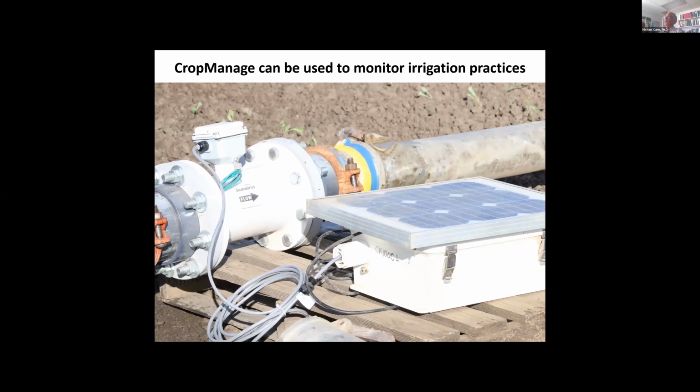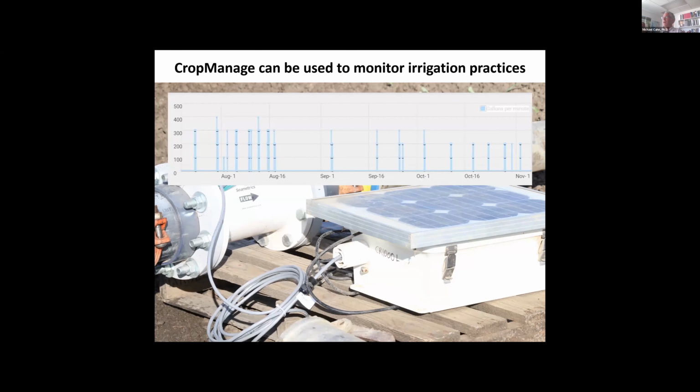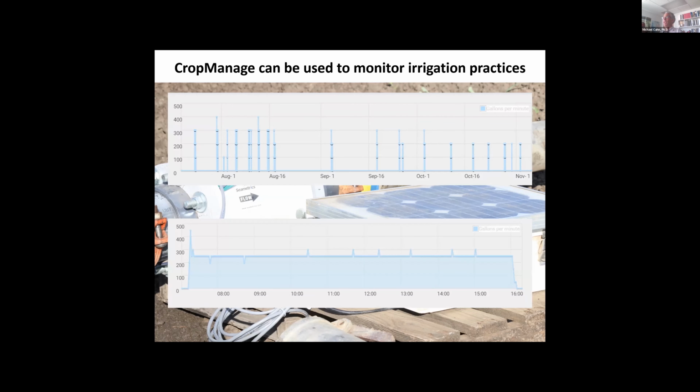So I mentioned that we can also bring in sensor data, and one of the sensors we're very interested in as irrigation people is to have flow meters and bring that information right into CropManage. And so we can see when somebody's irrigating and how often they're irrigating within CropManage. And even minute by minute, how that irrigation flow rate was operating.